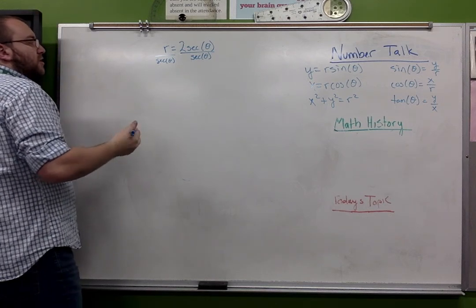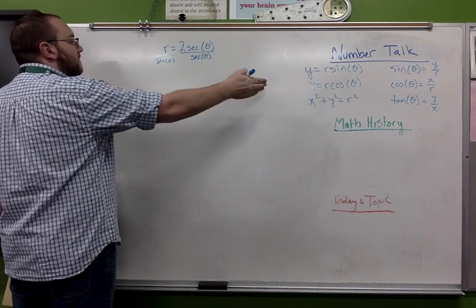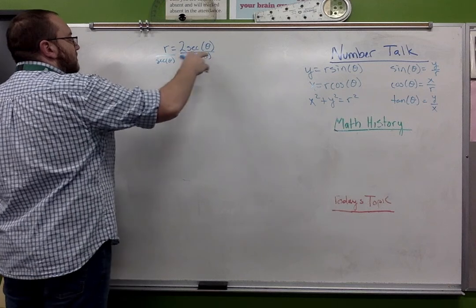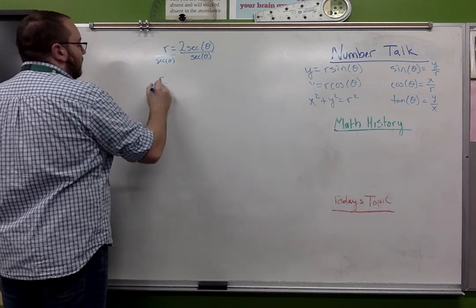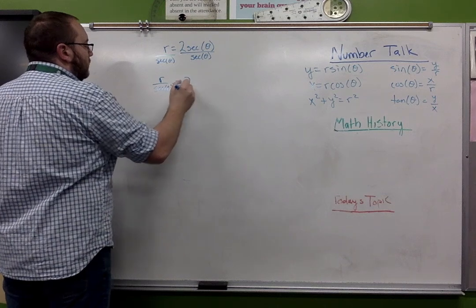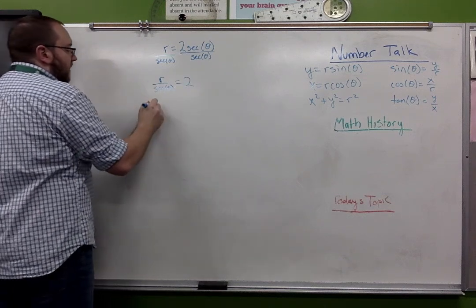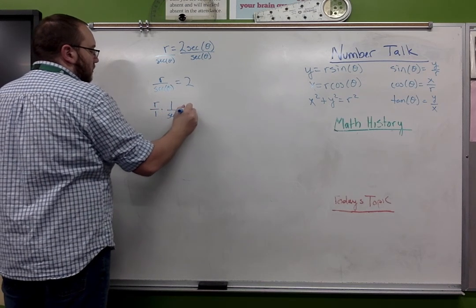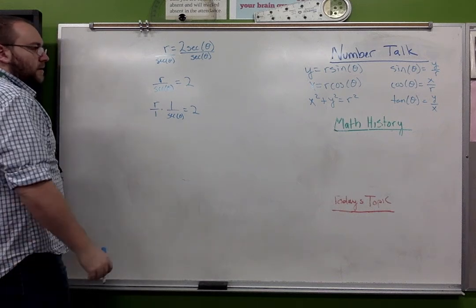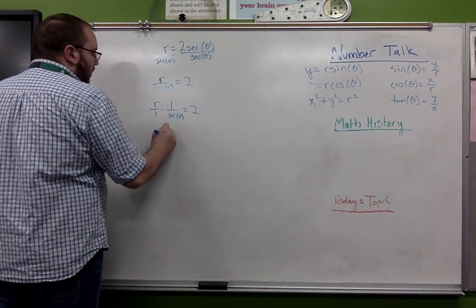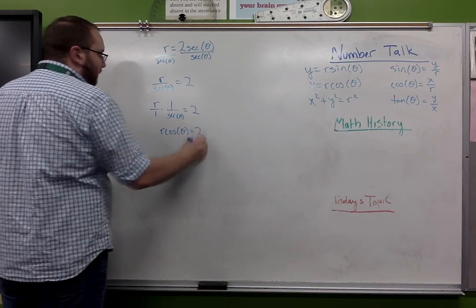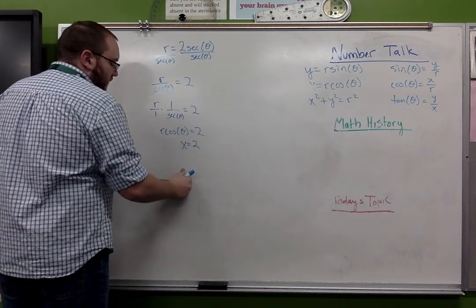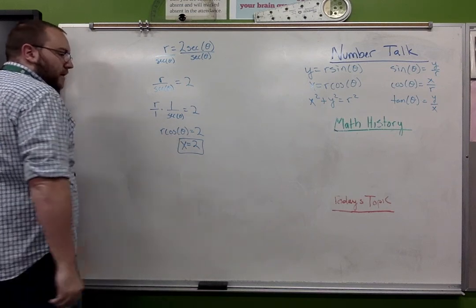Now, when we're going from polar to Cartesian, I want all the thetas to turn into x's and y's. I want all the r's to turn into x's and y's. All right, so I'm going to Cartesian. I only want x's and y's, no r's and thetas. So now I have r over secant theta is equal to 2. Now this is the same as r over 1 times 1 over secant theta. 1 over secant theta, the reciprocal identity, is cosine. So it's r cosine theta equals 2. What does r cosine theta equal? x. x equals 2. And there's your answer.